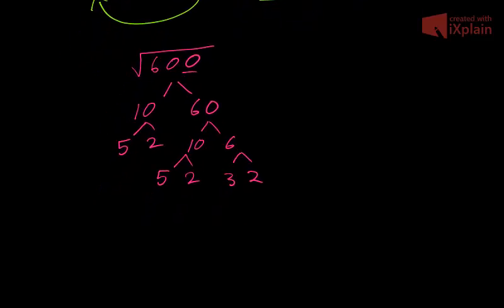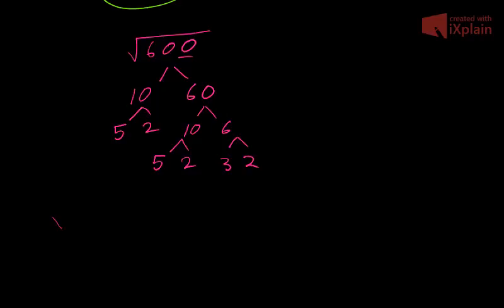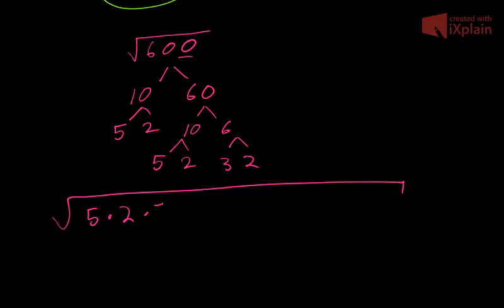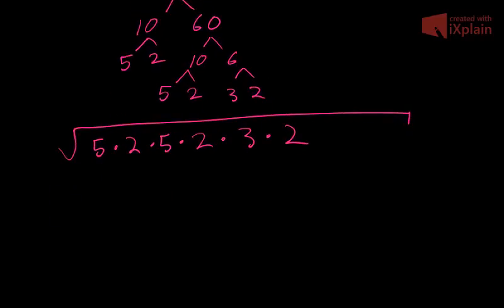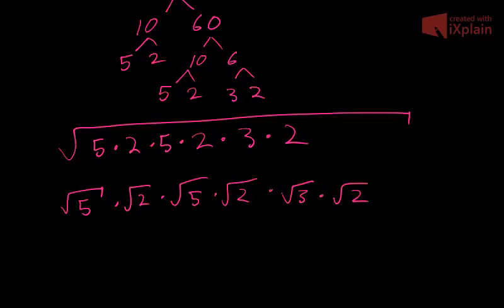So that's my first step, which is factoring. So I can rewrite this square root, it's going to be a little long, as 5 times 2 times 5 times 2 times 3 times 2. And that's how I factor this 600 into all of its prime factors. So now I'm going to separate my roots out. So this is going to be square root of 5 times root 2 times root 5 times root 2 times root 3 times root 2.